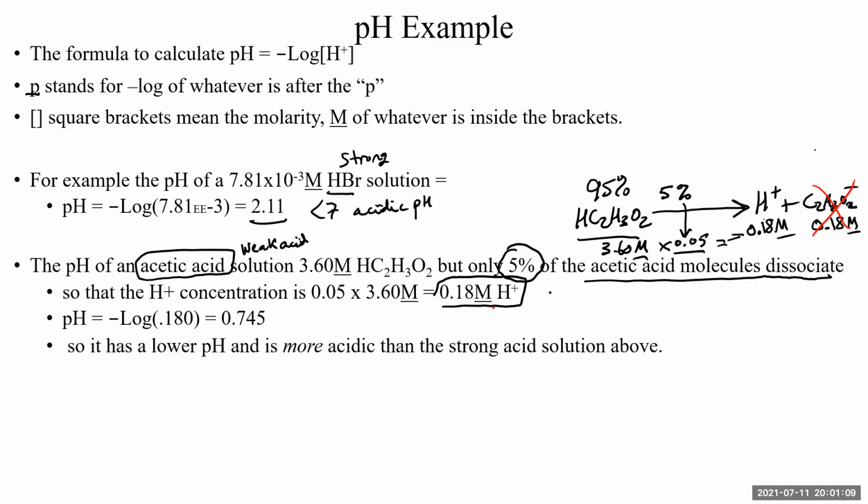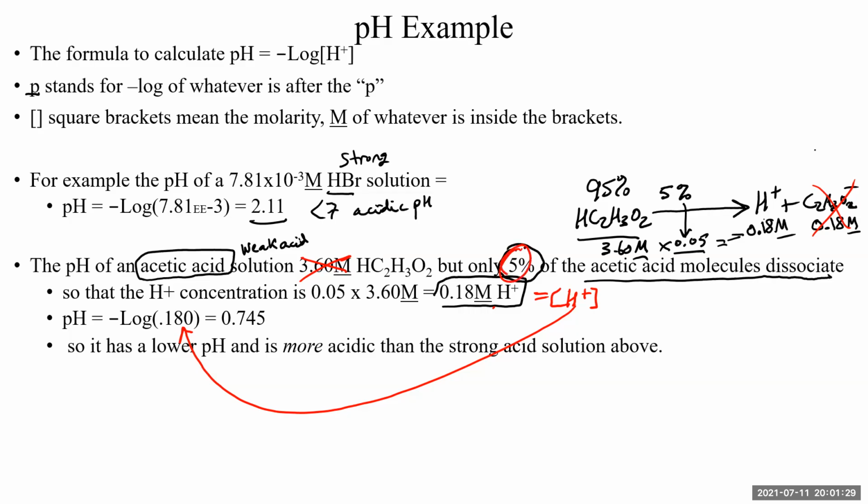So that's our concentration. That is our H plus. And so we plug H plus into our formula for pH. pH equals negative log of H plus, negative log of the 0.18. Now notice, we do not type in the 3.6. Why? Because that wasn't the concentration of H plus.